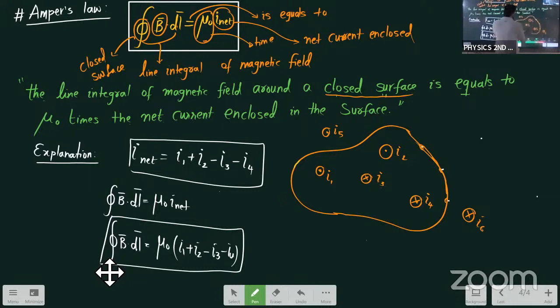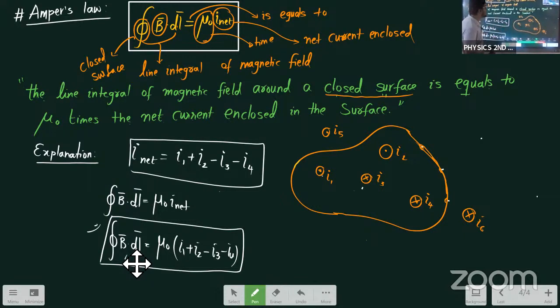So what I have done is, I have considered a closed surface and taken four currents. I1 and I2 are the currents which are coming outside, which I have considered positive, and I3 and I4 are the currents which are going inside, which I have considered negative. So my net current will become I1 plus I2 minus I3 minus I4. Finally, I have substituted the value of I net here, and I got the expression: integral of B dot dl is equal to mu naught of I1 plus I2 minus I3 minus I4.